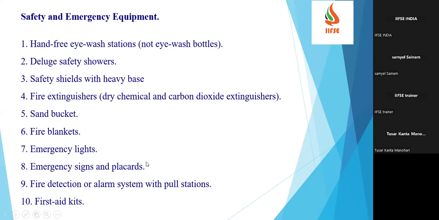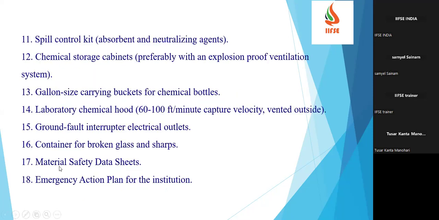So safety and emergency equipment: what kind of emergency equipment should be there in the laboratory or near the vicinity of the laboratory, so that we can handle the emergency situations properly. Number one, hands-free eye wash stations, not eye wash bottles, and emergency safety showers, and safety shields with heavy base, then fire extinguishers, sand buckets, fire blankets, emergency lights, emergency signs and placards, to escape from the immediate vicinity, and fire detection alarm systems with pull stations, then first aid kits and a spill control kit, as Shiva mentioned, and chemical storage cabinets with an explosion-proof ventilation system, and gallon size carrying buckets for chemical bottles.